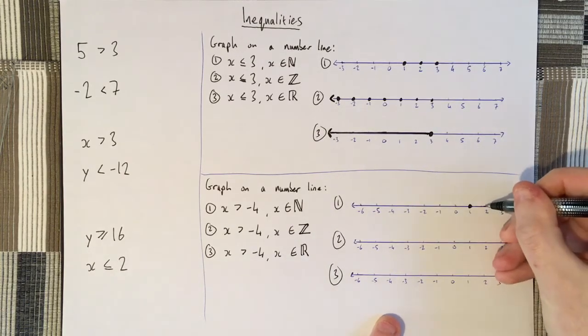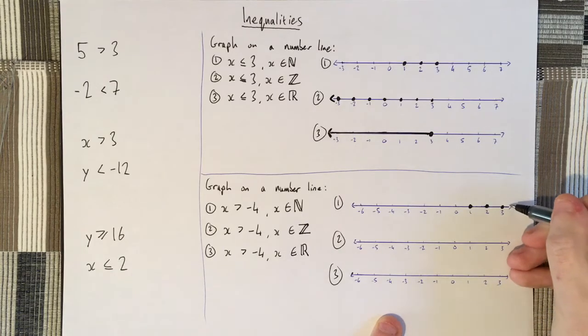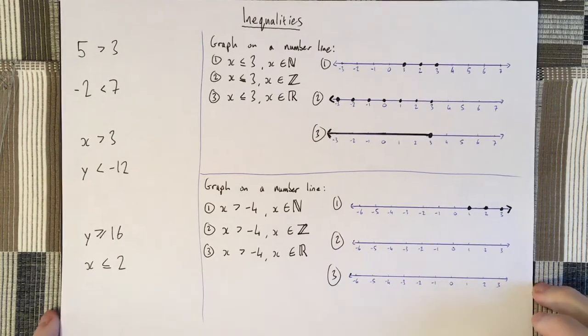And then 2 is a natural number and it's greater than -4. And then 3 is a natural number and it's greater than -4. And then 4, 5, 6 will be included. So I'm just going to draw over the arrow. All right.